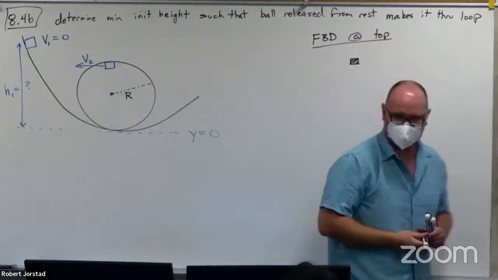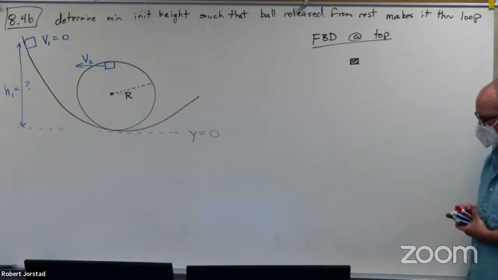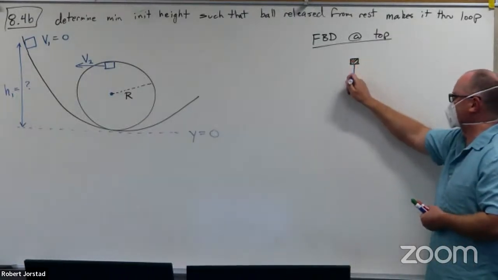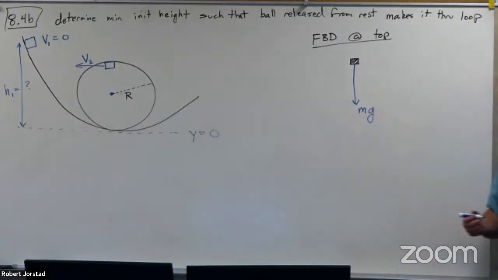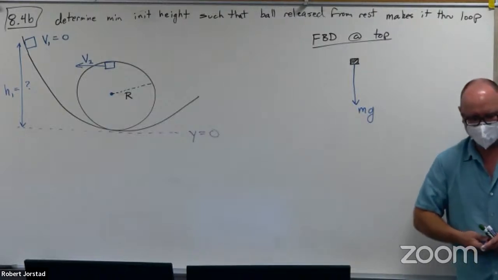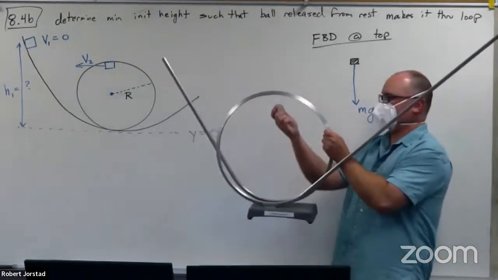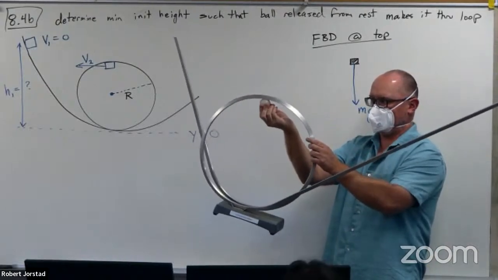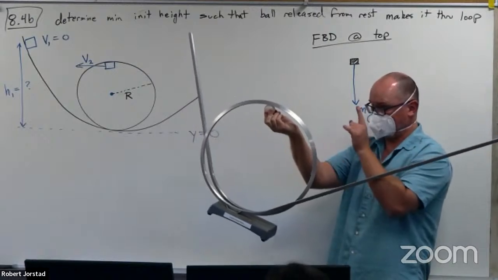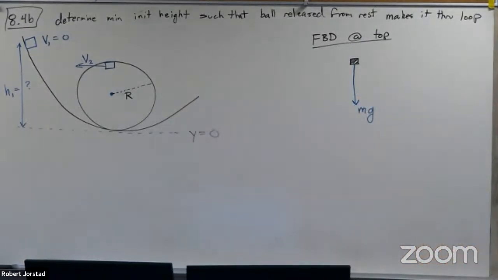Let's start there. Somebody tell me one force acting on the block at the top. MG. Nice. Which way? MG straight down. It works every time, right? All right. What else? Which way? I'm at the top, right? Which way is the ball pushing on the track right now? The ball pushes on the track upwards. So which way does the track push on the ball? Down. So you are right. Normal force is down.